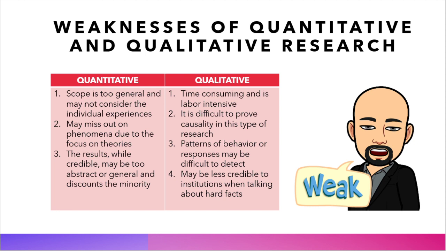Okay, so we have achieved objective number 2. We have gone through the different types of research, and we have differentiated the types. And by differentiating, we focused on their characteristics, the strengths, and the weaknesses. Now, moving on to the final objective, which is to discuss the general process of research.